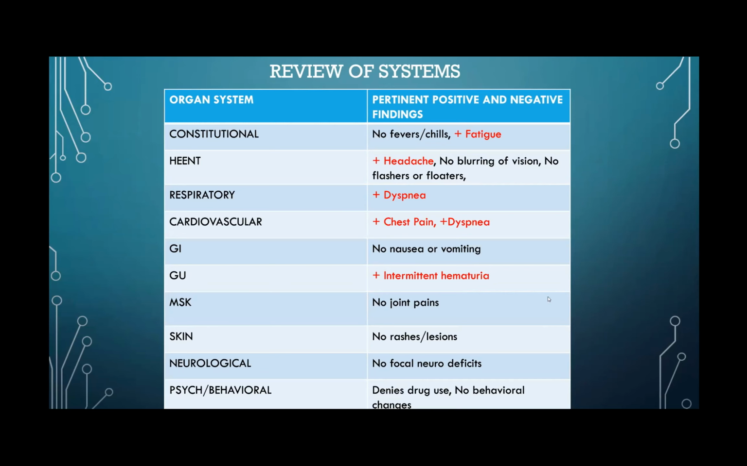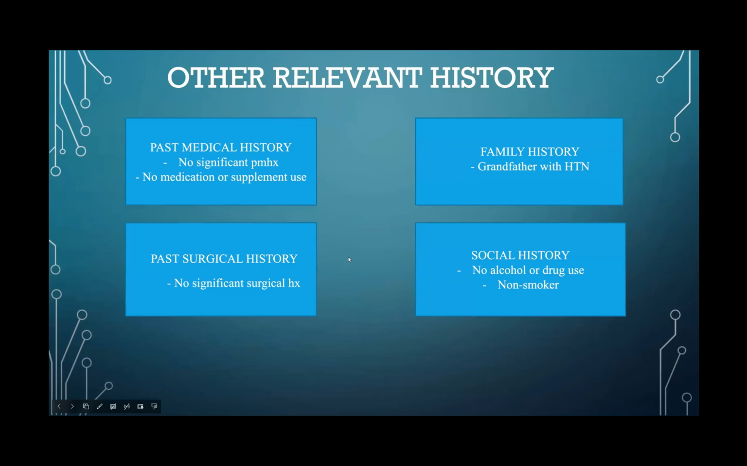Yep. So we asked him some more questions, and it's again very important to not just ask them about their personal history, but also family history, because that can also give us some hints in terms of what's going on. So when we asked him these questions, he said that he's never had any other medical conditions. He denied any medication or over-the-counter supplement use. In terms of his past surgical history, he's never had any surgeries. The only pertinent family history was his grandfather, who was hypertensive. And in terms of social history, he said he's never smoked, he's never had alcohol, and no recreational drug use.